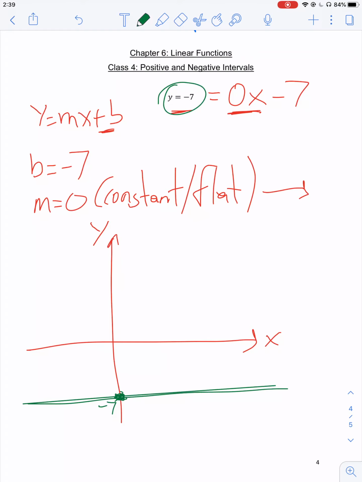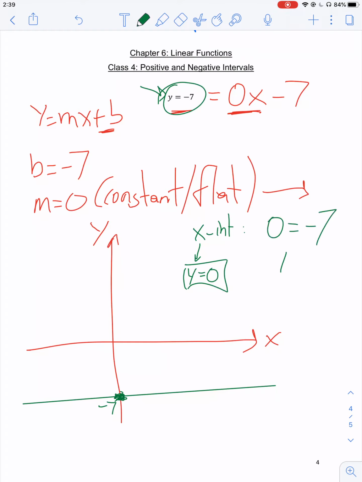My function is flat. It's never changing. Will it ever cross the x-axis? No, it wouldn't. But what happens if you try to find the x-intercept using algebra? Remember, x-intercept by definition means that y has to be 0. So if I replace y by 0 in my function, I'm going to get 0 equals minus 7. This is a contradiction. 0 can never equal minus 7. This is a contradiction which tells you that there is no x-intercept.